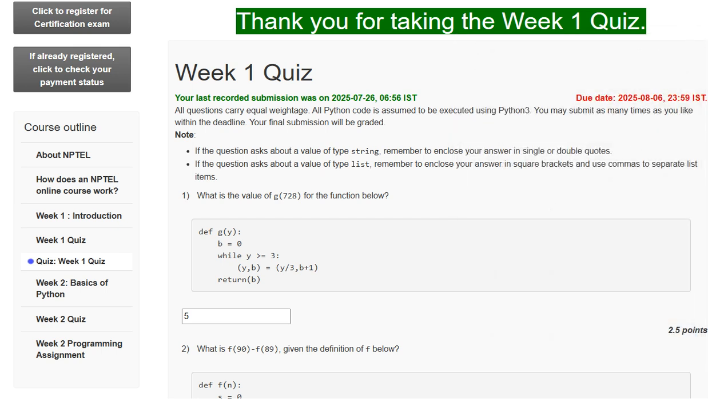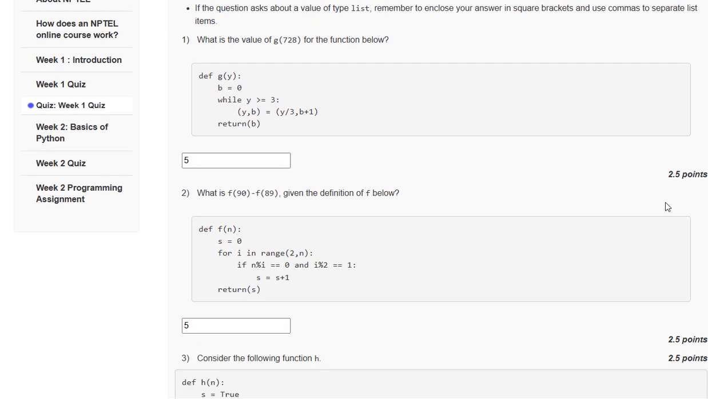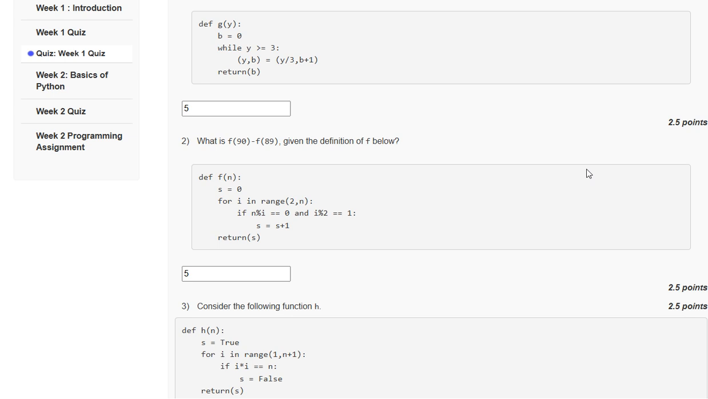Next, let us go through the second question. What is f of 90 minus f of 89, given the definition of f below? So the definition of f is given. So initially let us consider f of 90.